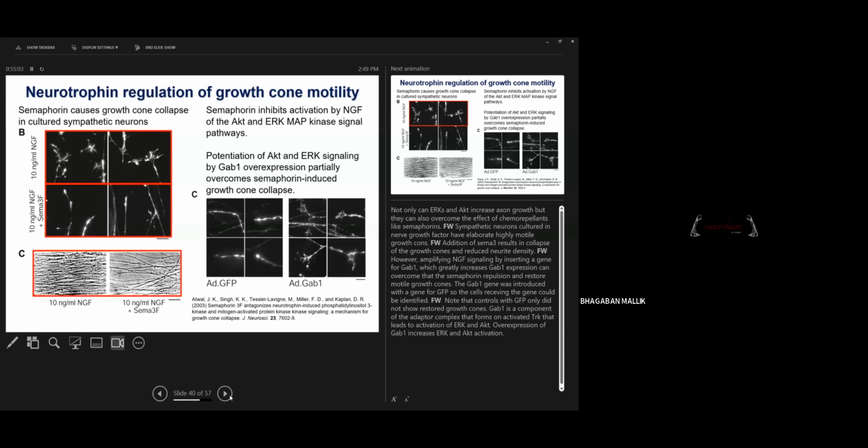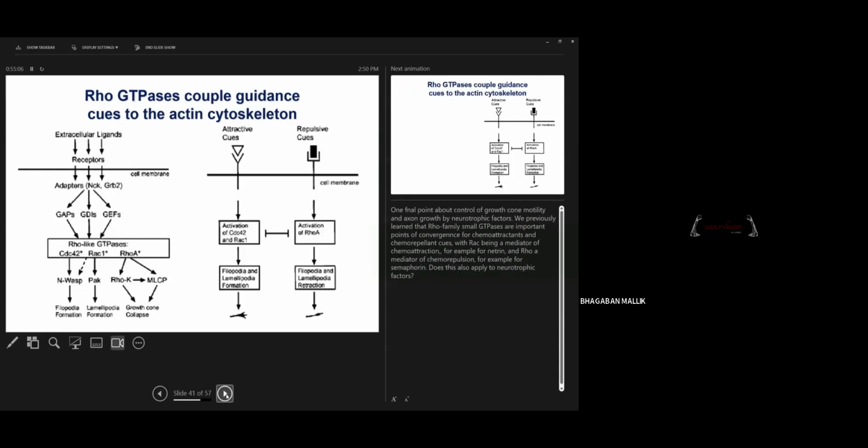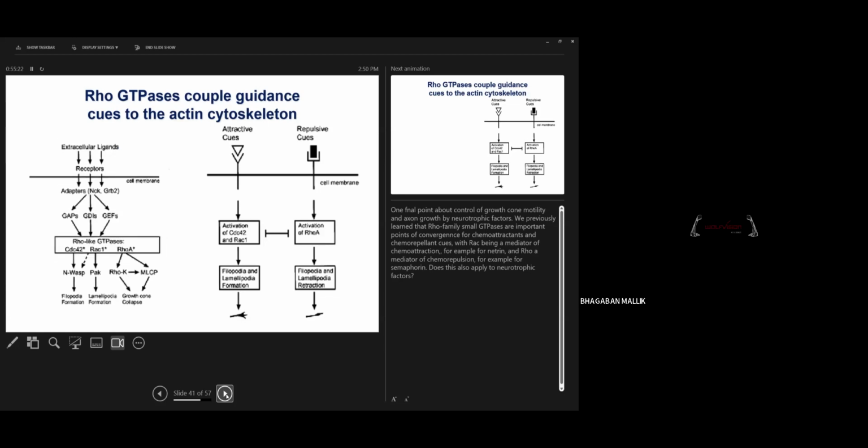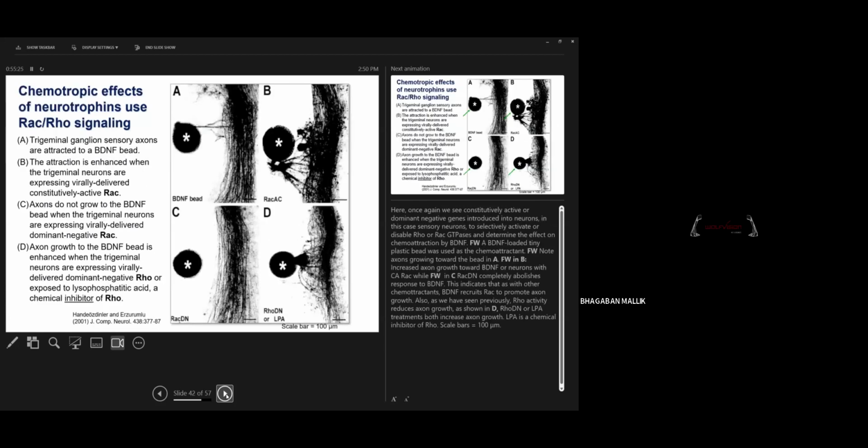Okay, so we have some more slides. Here it shows the role of GTPases in regulation of the growth cone. I have already talked about how RAC1 and CDC42 help in filopodia growth, and RhoA activation inhibits filopodia growth. Here it shows how RhoA regulates growth cone collapse. We have talked about all these things before. Here it shows how BDNF regulates neuronal growth. Here you have the BDNF, and here you have the sympathetic neuron. You can see there is growth of the neuron toward the BDNF in response to the BDNF.